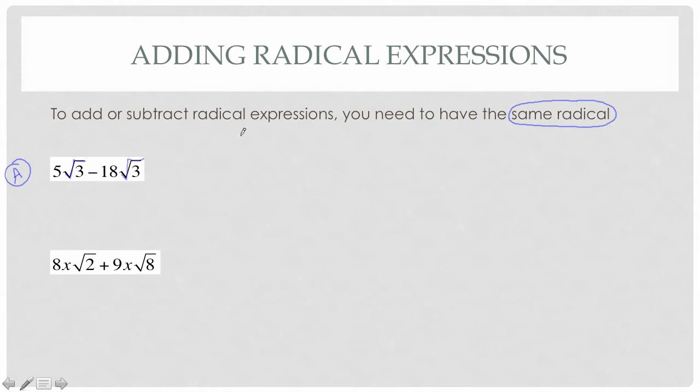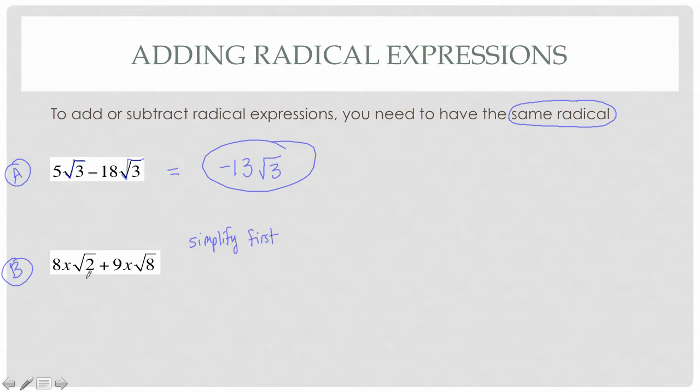Notice both terms are being multiplied by the square root of 3. So it's easy to subtract these, because we just have 5 minus 18, which gives you negative 13 times the square root of 3. That's it. Problem B, the second example, is a little bit different, because here I've got the square root of 2 and here I've got the square root of 8. Currently, those are not like radicals, so we need to simplify first to try to get like radicals.